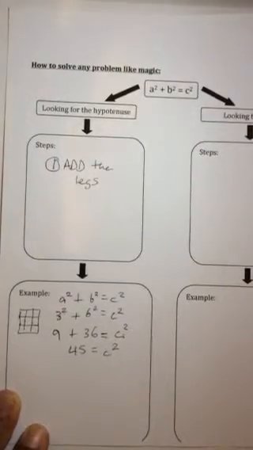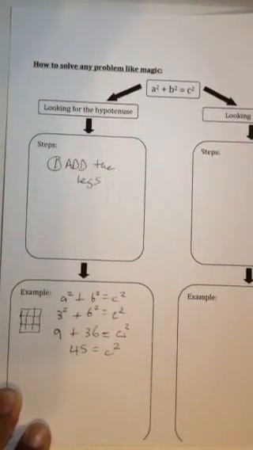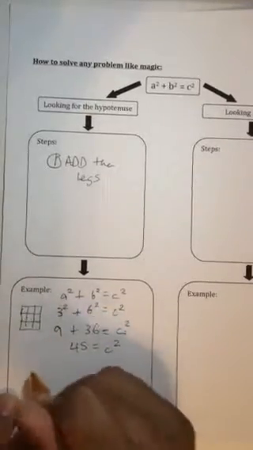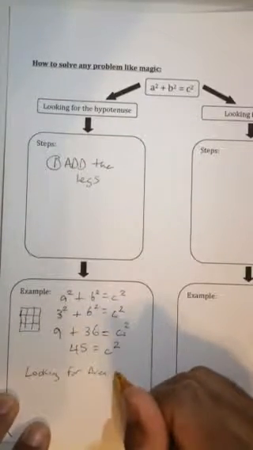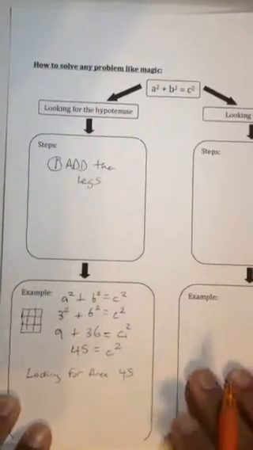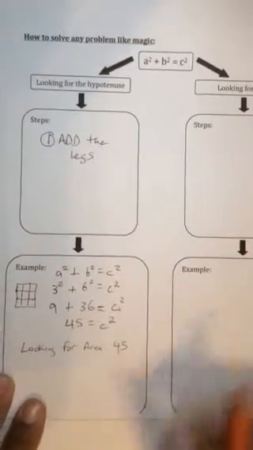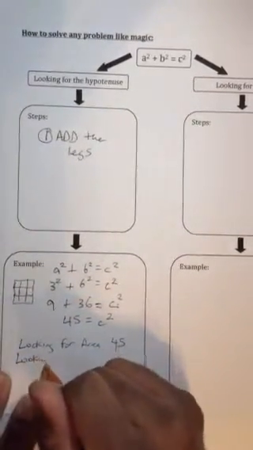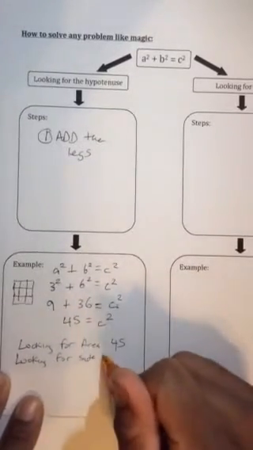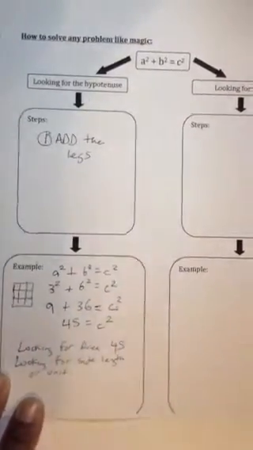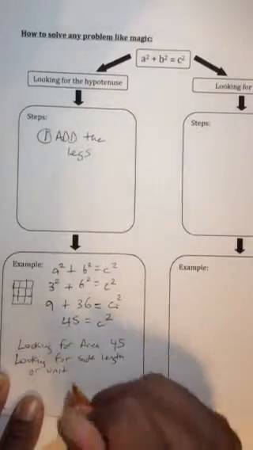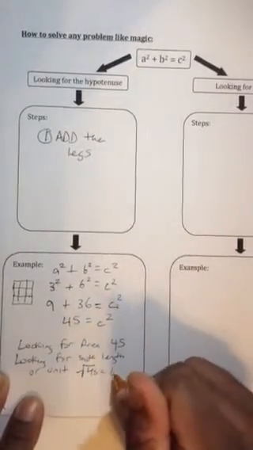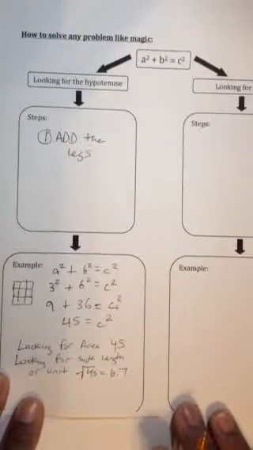Okay. Now, what specifically are we looking for? If we're looking for the area, then the answer is 45. Okay? But if I'm looking for the side length or unit, what do we do again? We square root it. So we square root 45 and we get 6.7. All right. Let's take a look at this last portion.